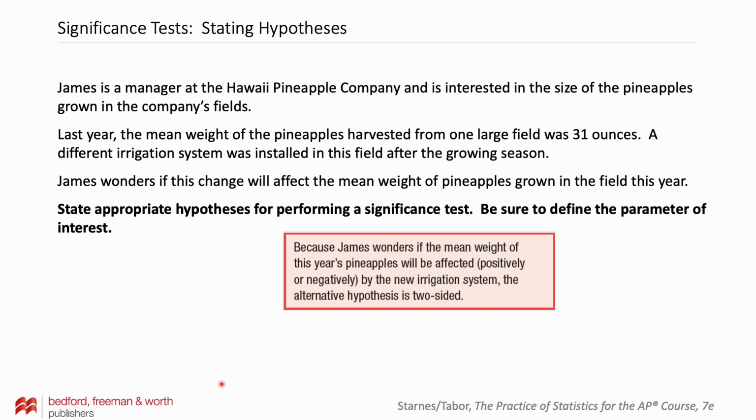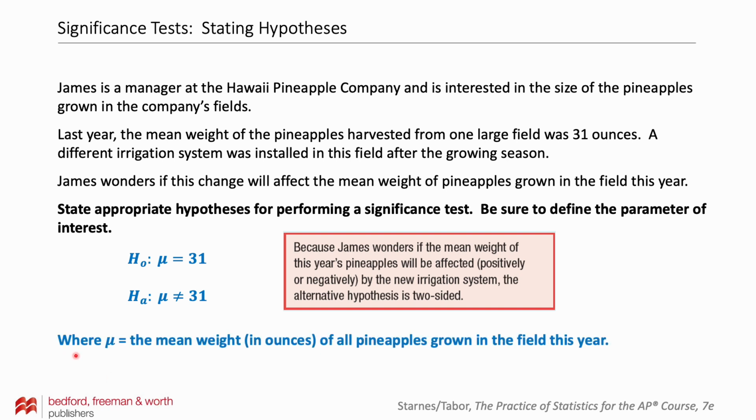So you do want to make sure you identify if it's one-sided or two-sided to make the writing of your null and your alternative hypothesis a lot easier. So here is the null hypothesis, and notice that we're using mu because we're talking about the parameter. The mu is equal to 31 ounces. And our alternative, because it's two-sided, to know if there's a difference or not, is that mu does not equal 31 ounces. And of course, we do need to define our parameter.